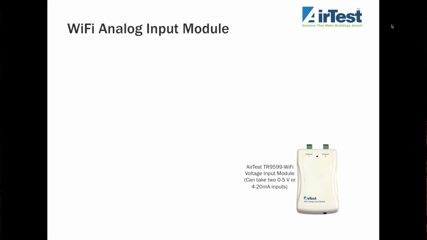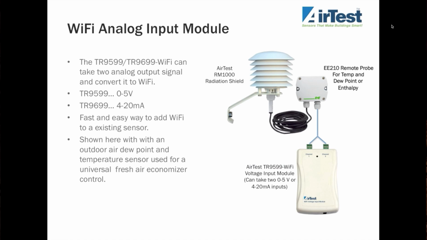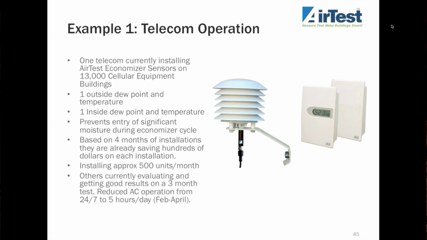We also have, as I mentioned earlier, the Wi-Fi analog module that allows you to take an input and put it into a Wi-Fi system. In this case, we actually attach the radiation shield and the humidity sensor directly to this device, which is mounted inside the building, and we can then use that as part of the overall signals back through the Wi-Fi system to the building control system.